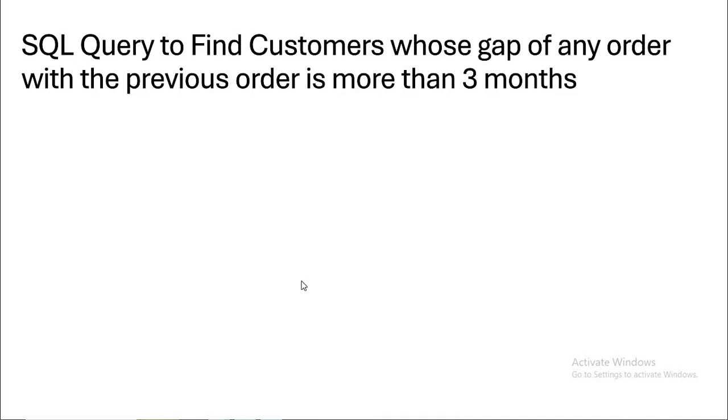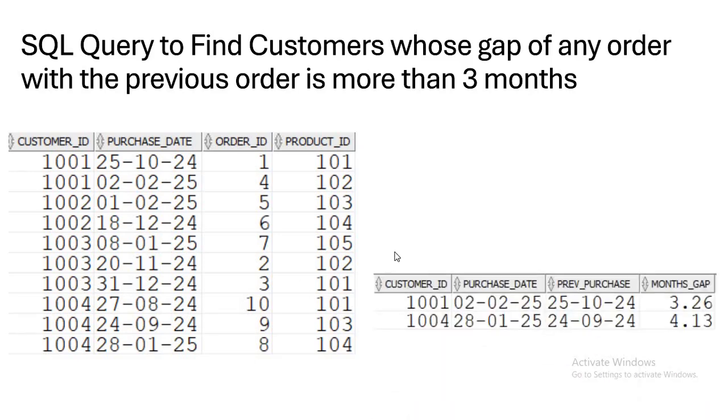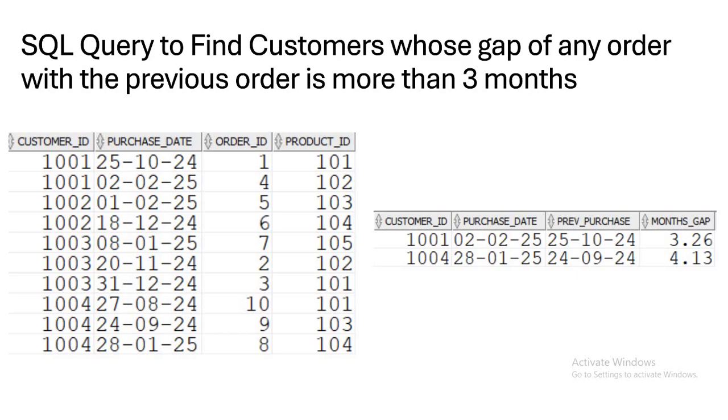Hello everyone, in this video we'll write a SQL query to find the list of customers whose gap of any order with the previous order is more than 3 months. So let's start. So this is our orders table where we have customer ID, purchase date, order ID and product ID, and our output will be like this where we have to display the customer ID, purchase date, previous purchase and months gap, and this months gap should be more than 3 months.